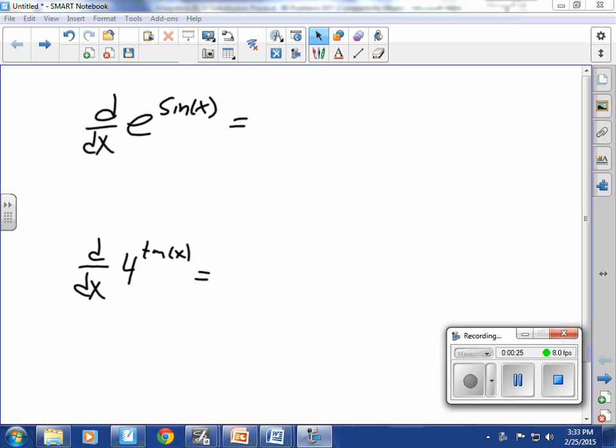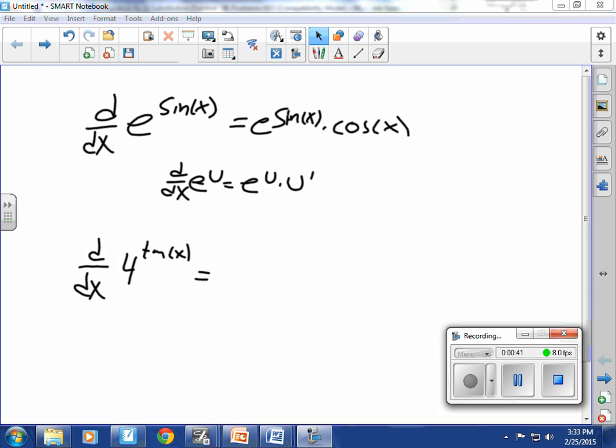If I want the derivative of e to the sine of x, that's really taking the derivative of e to the u, which turns out to be e to the u times u prime. So here we would have e to the sine of x multiplied by cosine of x.